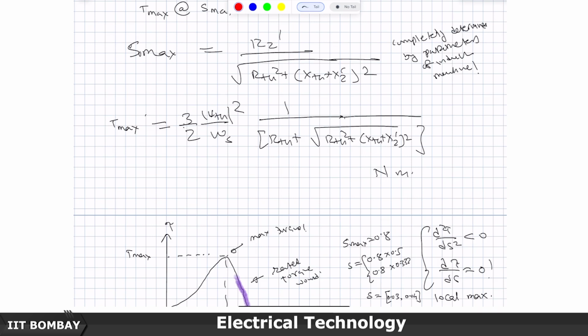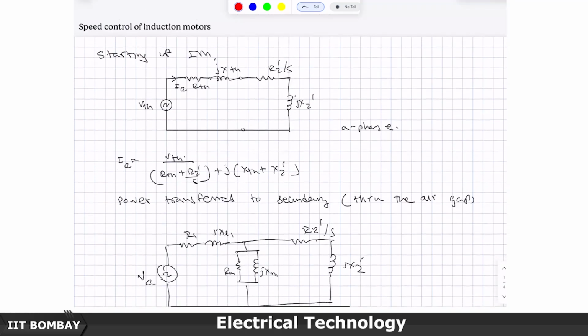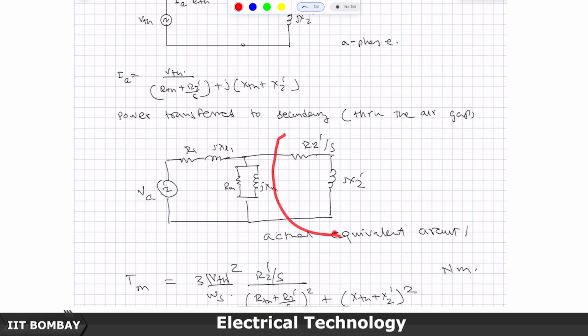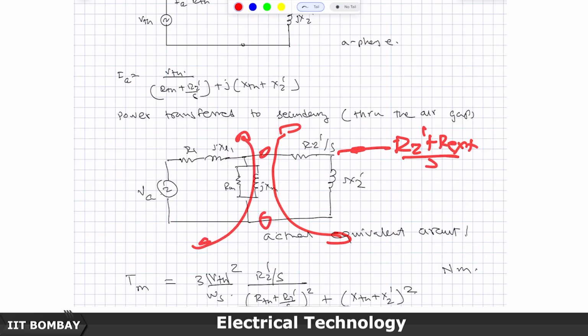Does any of this depend upon the external resistance which I am adding in the rotor circuit? When I did the Thevenin's equivalent, I said this is the load side. So, now this side I am changing to R external by S and so on, but anything on this side is not altered. If anything on this side is not altered, is the Thevenin's equivalent altered in any sense? Thevenin's equivalent is not altered in any way.